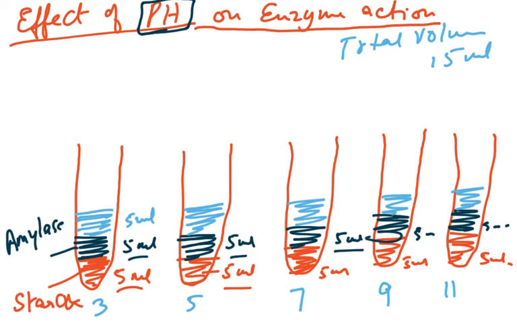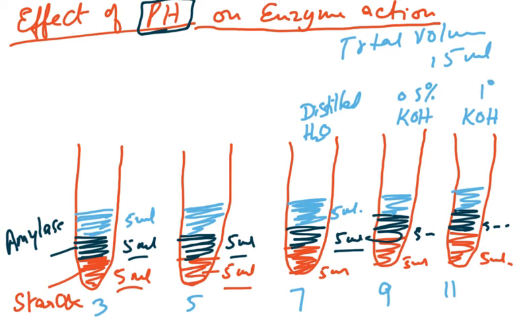But in this, what is this 5 ml going to be? In this, the 5 ml is going to be distilled water, so the pH will remain neutral, or 7. Now in this one we'd have to put some alkali. So let's put some KOH. And here also KOH. But if we're going to give 5 ml, we have to realize this will have to be 0.5% KOH and this will have to be 1% KOH.